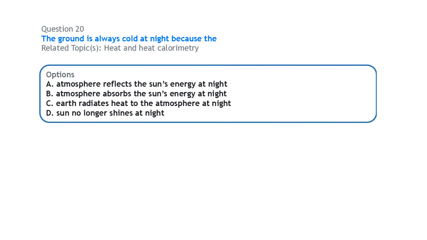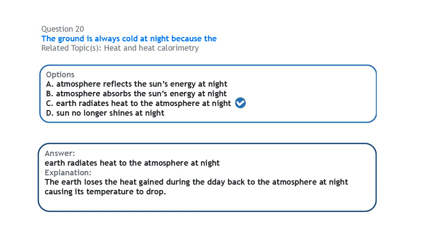Next, the ground is always cold at night because the earth radiates heat to the atmosphere at night. It loses heat to the atmosphere at night, making the ground, or the earth, cooler.